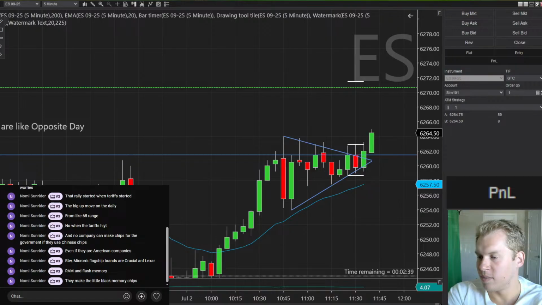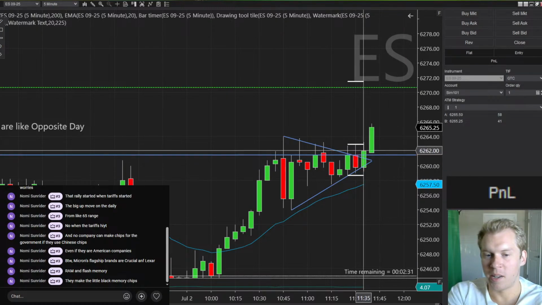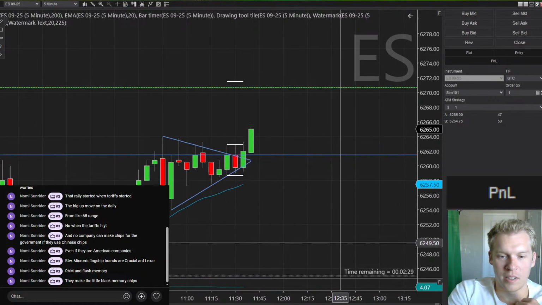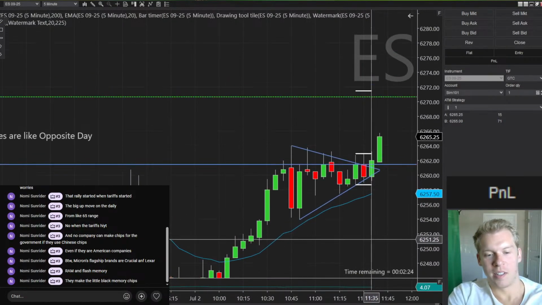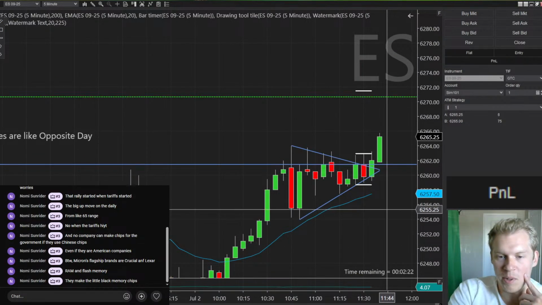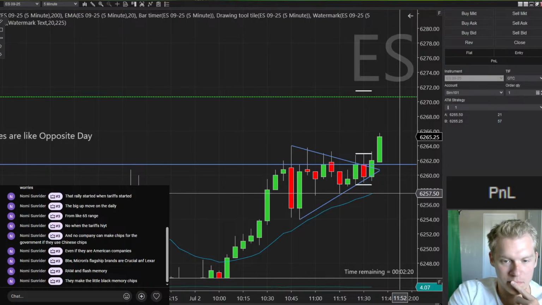For anyone that wasn't in here earlier, my computer was going off. My NinjaTrader wasn't working. It's working fine now, it looks like, but I'm kind of hesitant. I don't want to be in a trade and then my computer turns off.